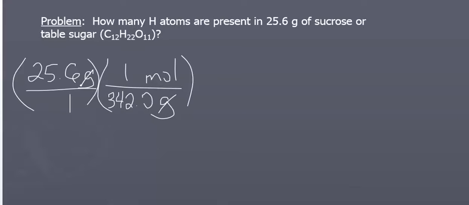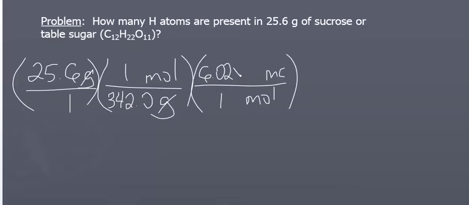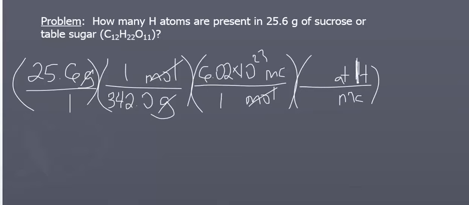mole. Now once I get to moles, I'm going to go to H atoms, but I can't go directly from moles to atoms. I first have to go back to molecules because sucrose is composed of molecules. In 1 mole of sucrose, there are 6.02 times 10 to the 23rd molecules of sucrose. From molecules, I can get to atoms of hydrogen. A molecule is this whole entire entity here, but if I'm just looking at the number of hydrogen atoms in a molecule, look at the subscript, there are 22 atoms of hydrogen in 1 molecule.